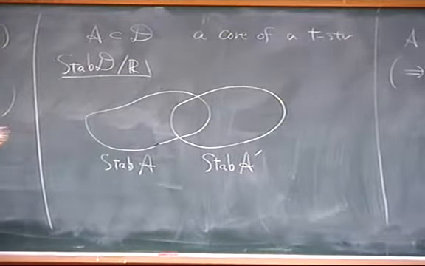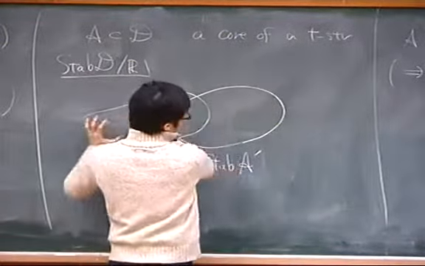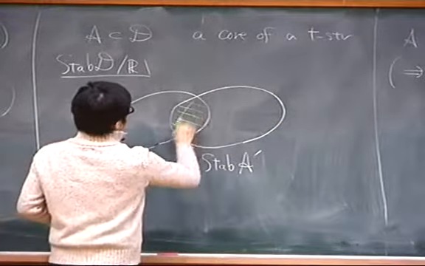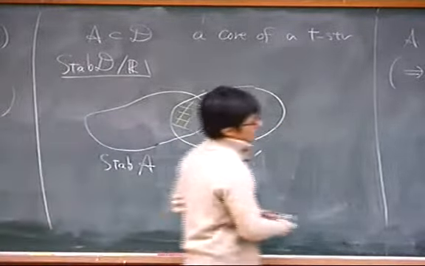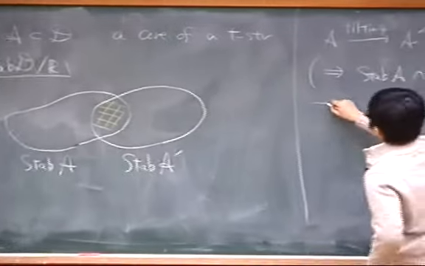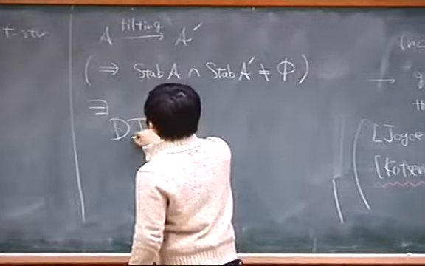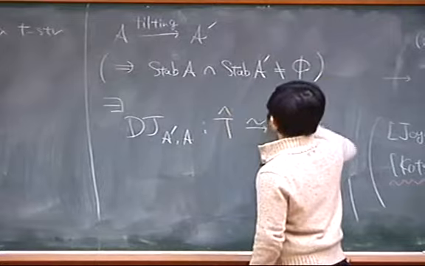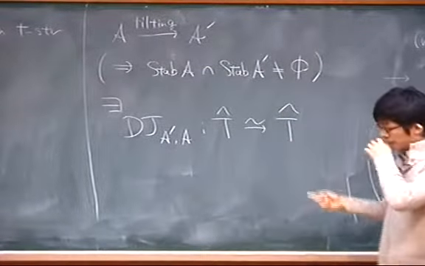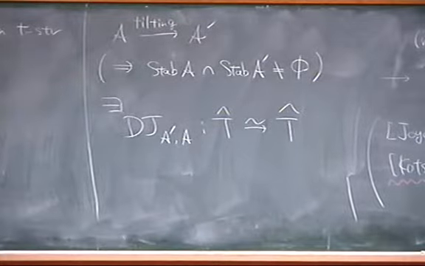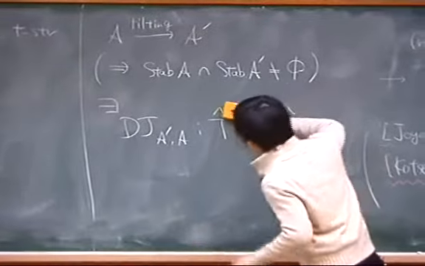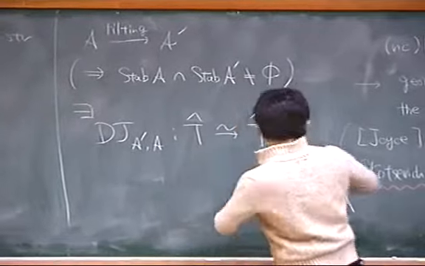Roughly speaking, tilting is a shift of the open set in a space of stability conditions. And here we have an intersection. In this setting, we can construct a torus automorphism.